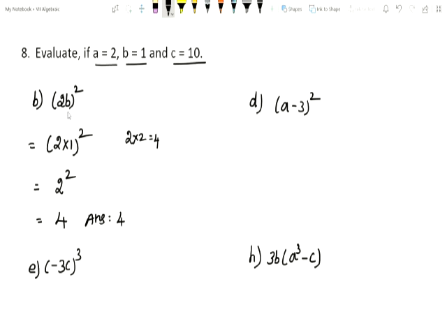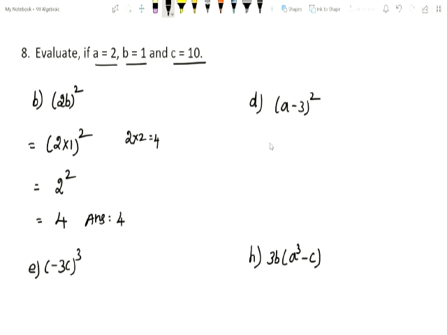Just you substitute the value. 2b the whole square. So 2 into the value of b is 1, the whole square. 2 ones are 2, 2 square. 2 square you get 4. Okay, children. See the next one.